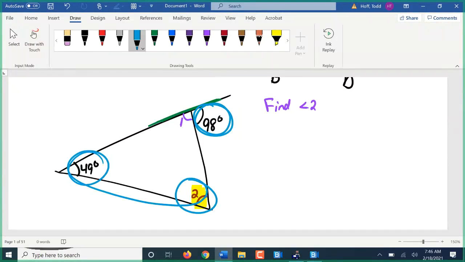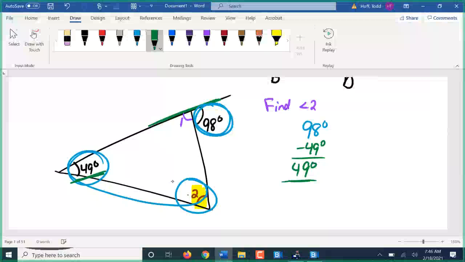So I'm just going to take that 98 degrees for that exterior angle, and from it I'm going to subtract the 49 degrees for this other angle over here. 98 minus 49 is 49. So this angle here is also 49 degrees. Obviously, I didn't draw this very well. I didn't draw it as an equilateral triangle. But you guys get the picture.